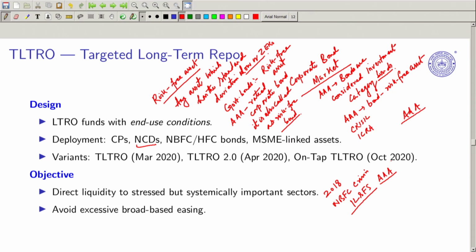the amount that you are getting under targeted long term repo operations, which is a collateral based loan, then it must go to. So it is saying that you invest in commercial paper, which is an uncollateralized security, and NCDs, non-convertible debentures, NBFC and HFC bonds, housing finance corporation bonds, and MSME linked assets. So it could be of any type, which means whatever collateral they can provide, so that you can think about, right?